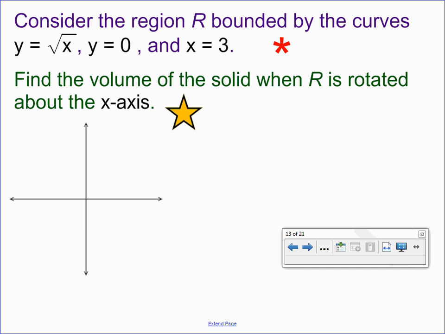So here we go. Let's consider the region R bounded by the curves y equals the square root of x, y equals 0, and x equals 3. Everybody, let's go ahead and sketch the original base then.